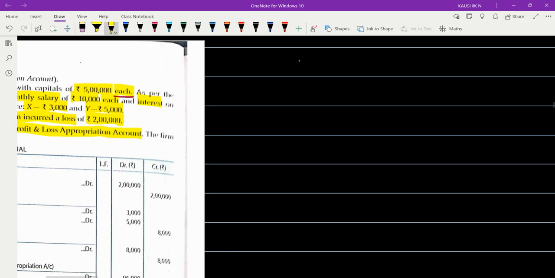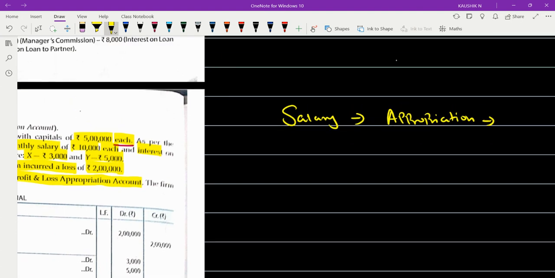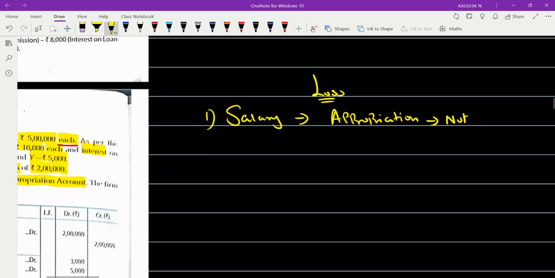Okay. So the concepts in this question, if you see, we have the following items. One is salary. What is salary? Is it a charge or appropriation? The main concept here is loss. You have got a loss. When there is a loss, salary, which is an appropriation, is not allowed. We cannot allow it. Even though the deed is available, it is not allowed.